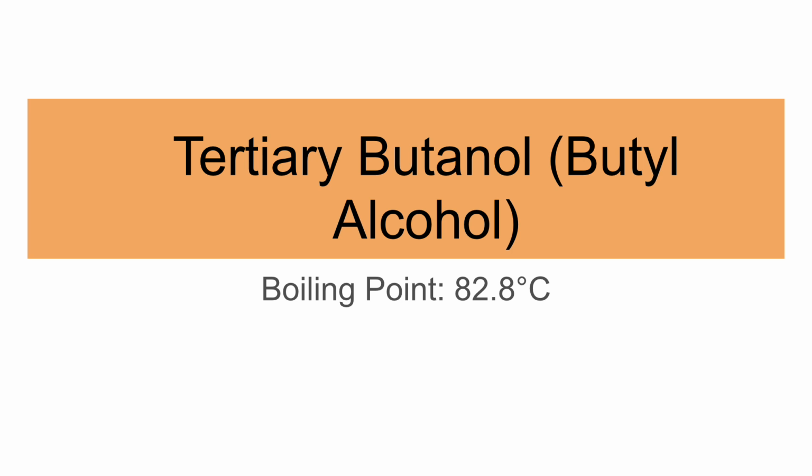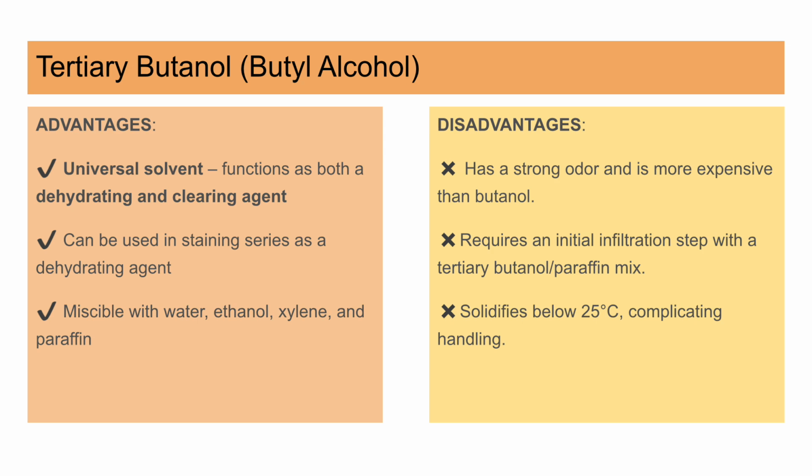Next is tertiary butanol or butyl alcohol, boiling point of 82.8 degrees Celsius. Tertiary butanol is unique because it acts as both dehydrating and clearing agent, also known as universal solvent. It mixes well with several solvents, making it useful for multiple steps, but it is more expensive and has a strong odor and solidifies at 25 degrees Celsius, making handling difficult.